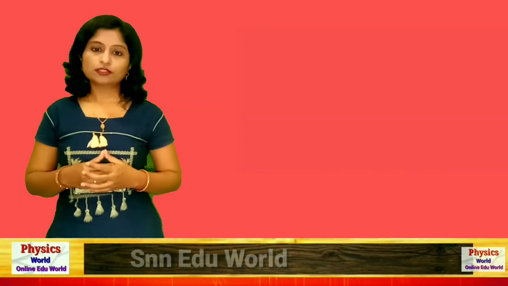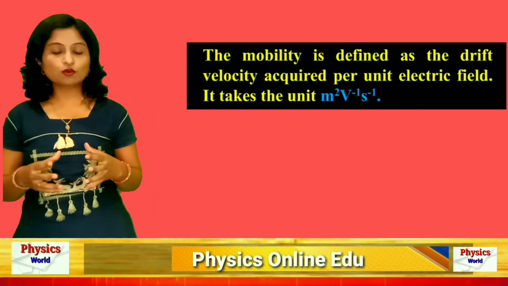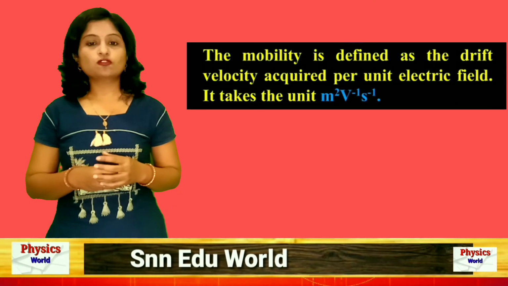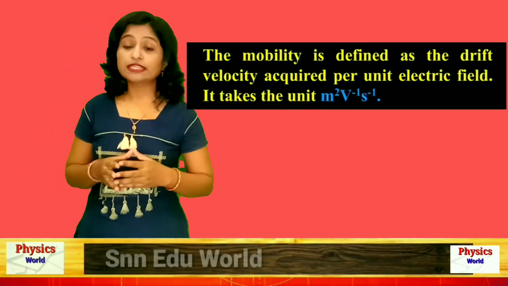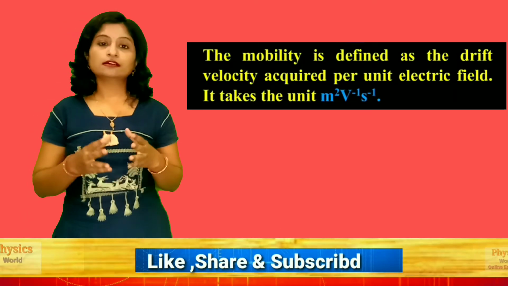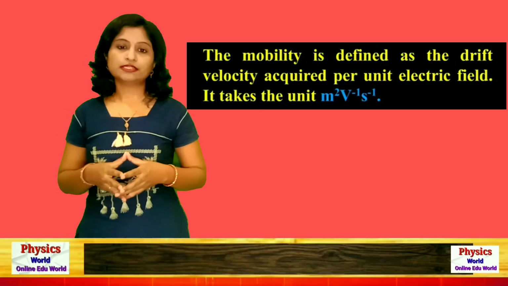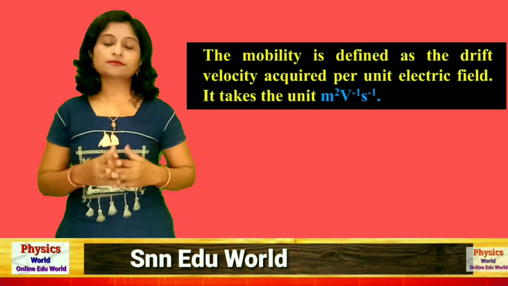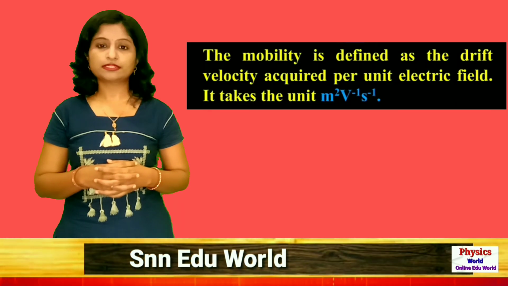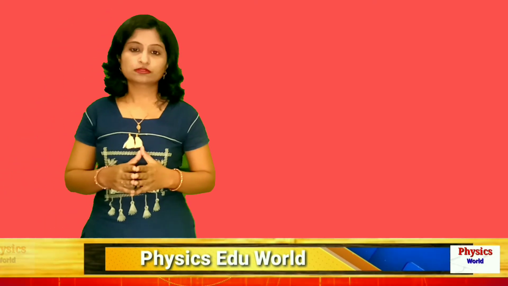Now it's time for mobility, a concept related to the drift velocity. Mobility is the concept in which we take the ratio of the drift velocity acquired by the particle with respect to the applied electric field. If we take this ratio, we get the mobility. So this is the simple concept: drift velocity divided by electric field. Vd divided by capital E is mobility. Mobility is denoted by mu.